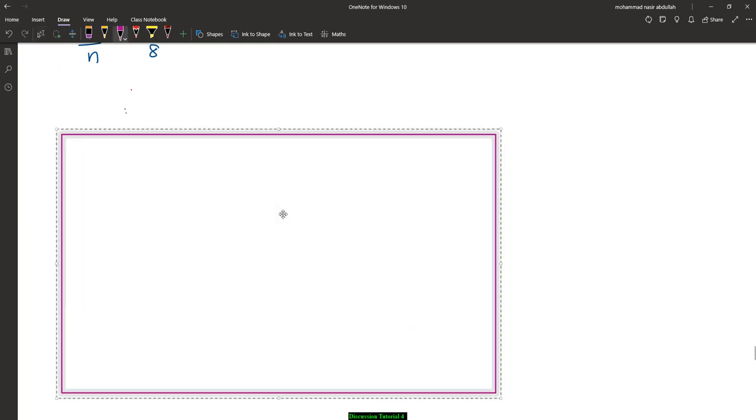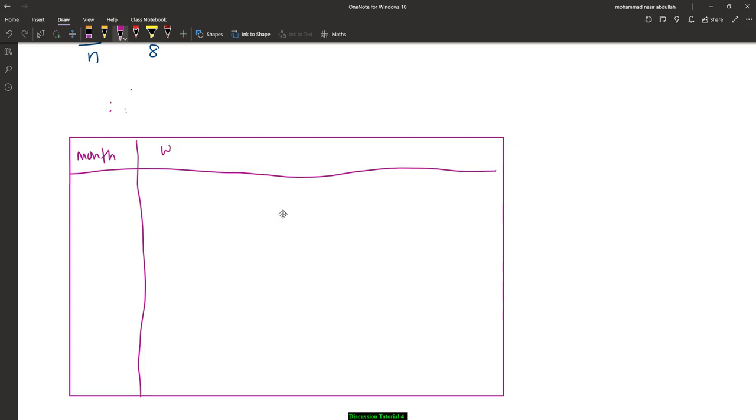Next, kita letak dia punya value dekat sini. This is our month. This is week 1, week 2, week 3, and last one is week 4. Right? So, month kita ada August, and then we have September, and then we have October, right?